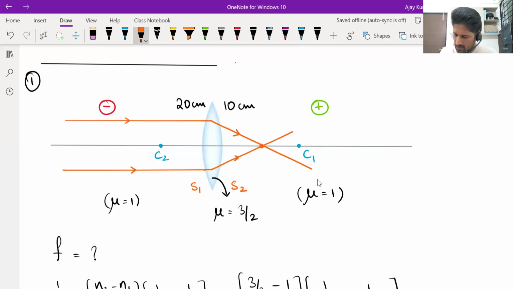This point is the focus. And we got focal length as 40 by 3 centimeters. Okay, so it's fine. This I think is quite easy. Any doubts in this?